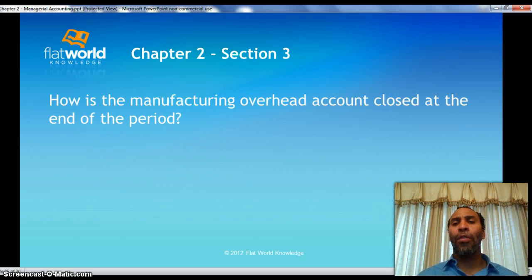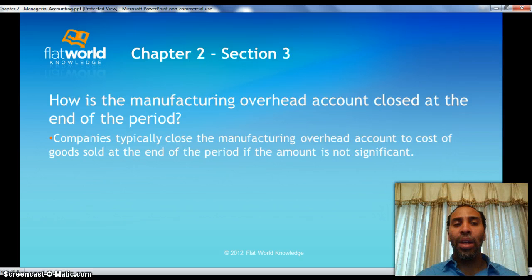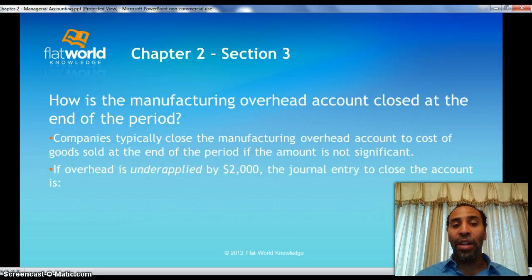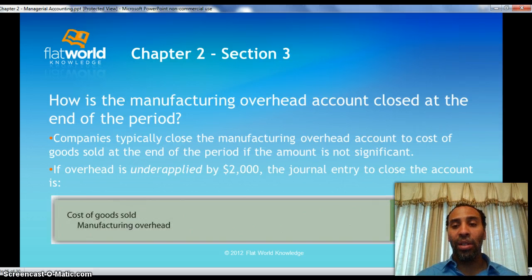So how is the manufacturing overhead account closed at the end of the period? Companies typically close the manufacturing overhead account to cost of goods sold at the end of the period if the amount is not significant. If overhead is underapplied by $2,000, the journal entry to close the account looks like this: $2,000 from manufacturing overhead goes to $2,000 in cost of goods sold. Why does it go there? Because it actually should have been applied to cost of goods sold. It's just our estimate was no good.